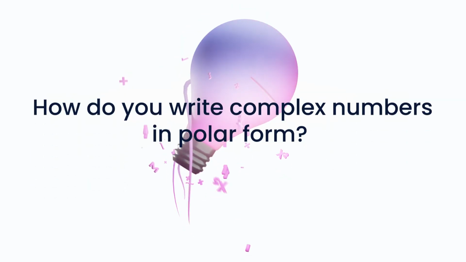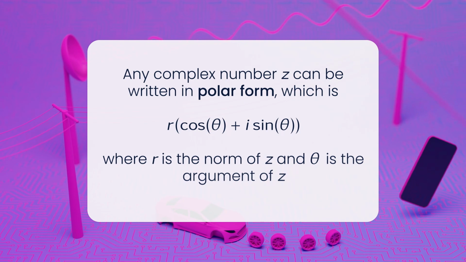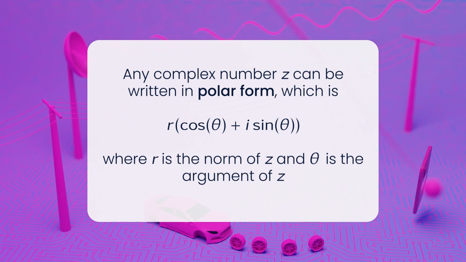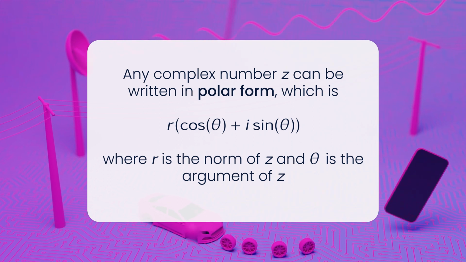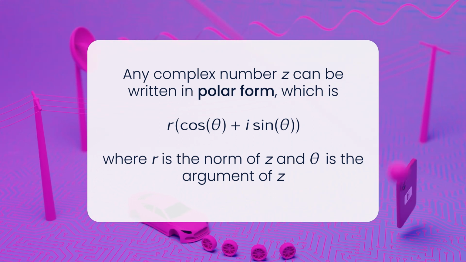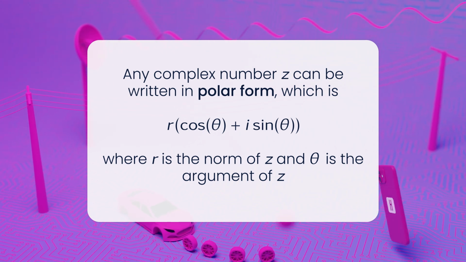How do you write complex numbers in polar form? Any complex number z can be written in polar form, which is r times the cosine of theta plus i times the sine of theta, where r is the norm of z and theta is the argument of z.